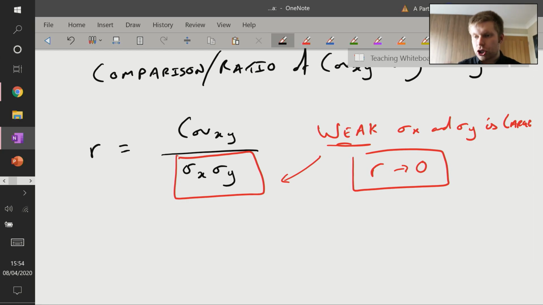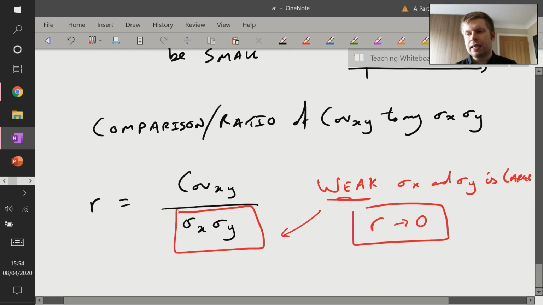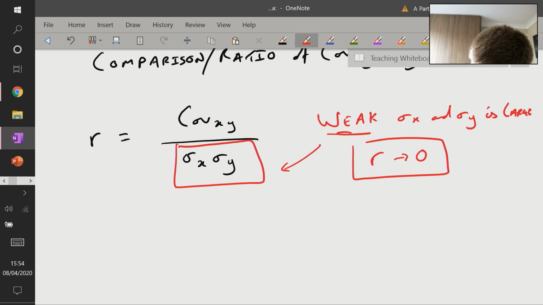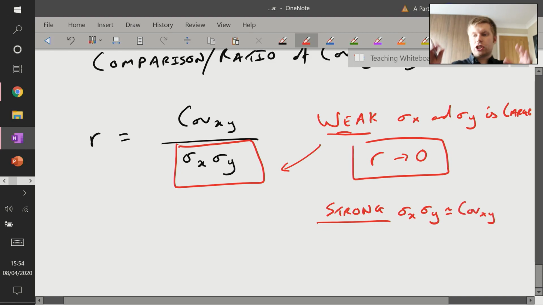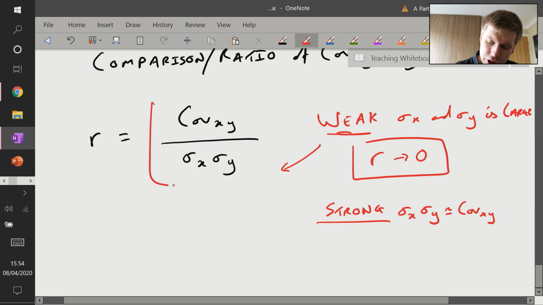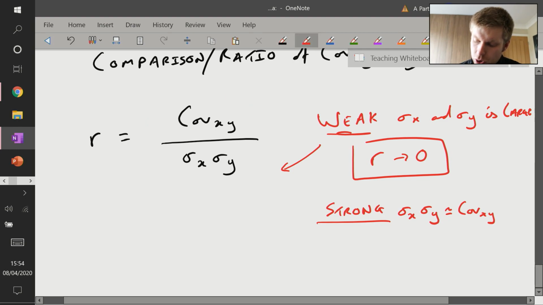Whereas for stronger correlation, stuff like this, then I can say that actually sigma X and sigma Y, so for strong correlation, sigma X and sigma Y looks approximately like the covariance, because literally the covariance is just the product of those distances, just like sigma X and sigma Y is a product of those distances. So for strong correlation, those two things should be roughly the same, which means that when I divide them by each other, I'm basically dividing the same number by itself. So in other words, R should approach 1 or negative 1.